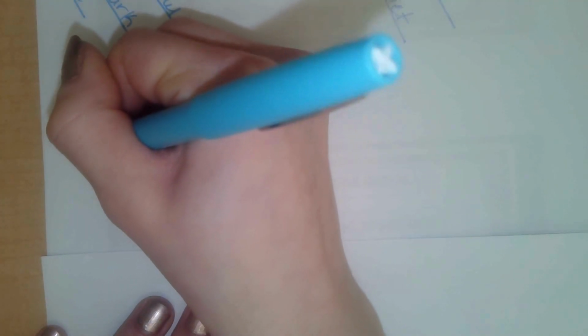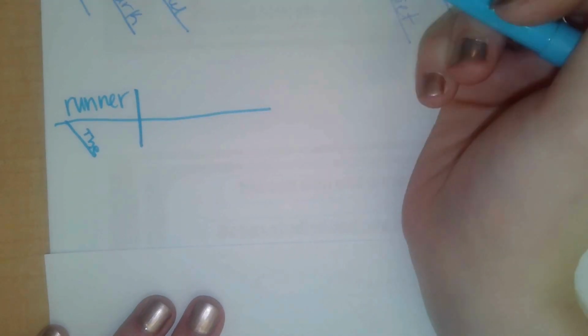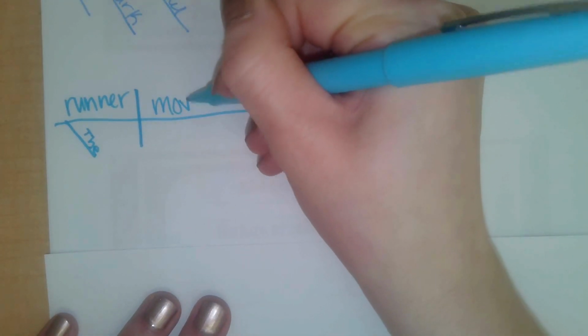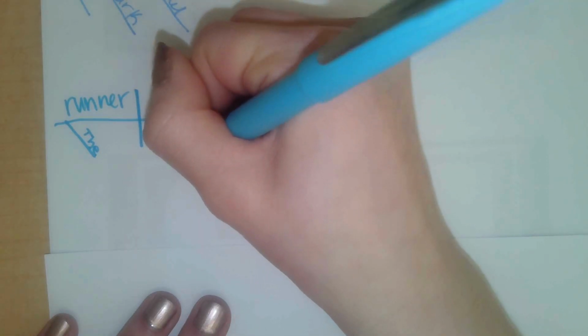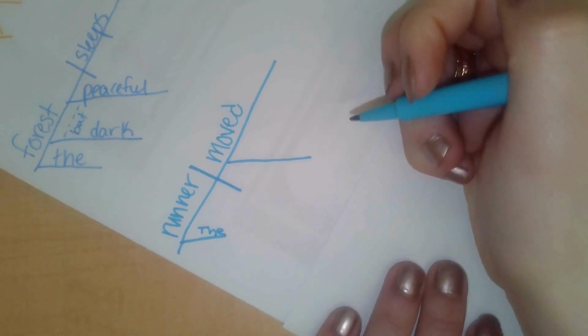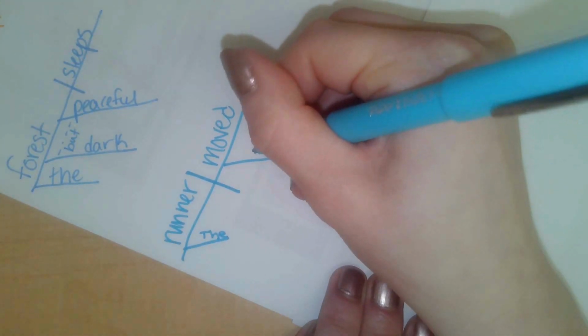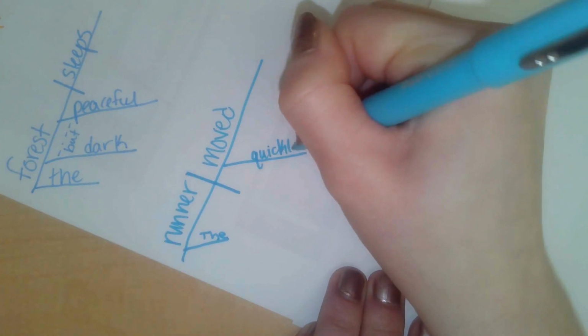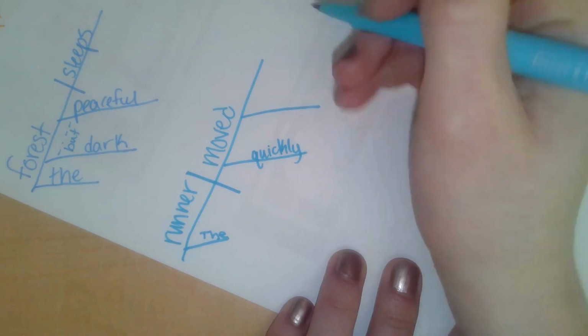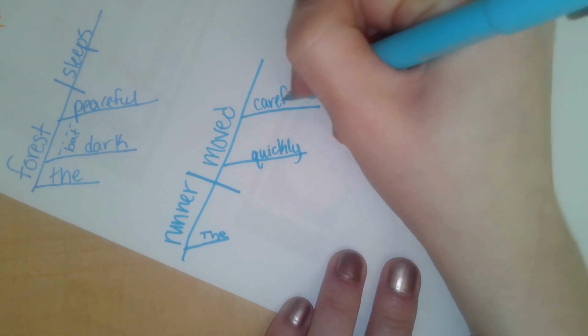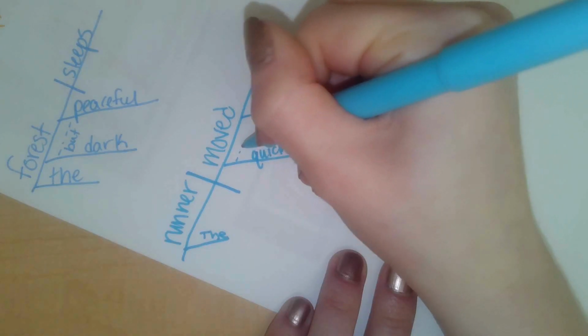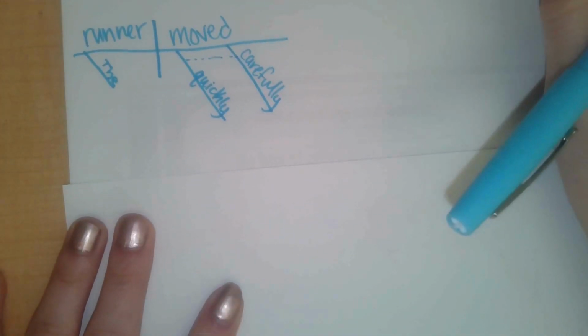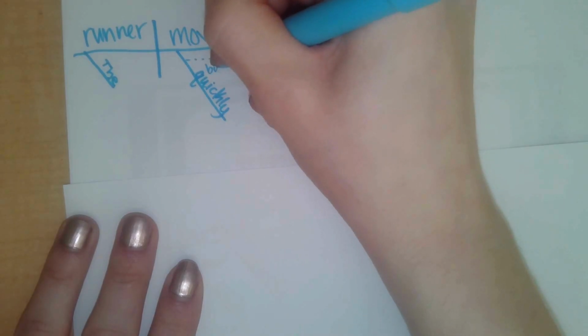So we start off with runner, because that's our subject. Describing runner is the word the. And our vertical line. The runner moved, that's our verb. And then we have two adverbs. The runner moved how? Well, the runner moved quickly. And the runner also moved carefully. And between those, we have our conjunction, but.